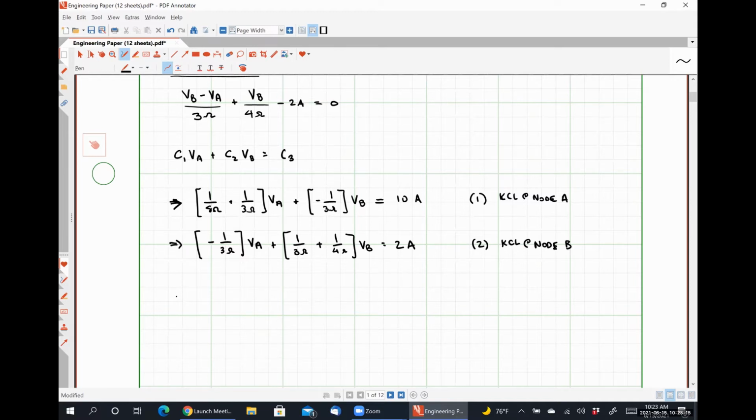For VA, I got 41.6, and for VB, I got 27.2. So 41.6 volts. And VB, you said you got 27.2. Same here. All right, anybody else? Did anybody get anything different than this? Let's start there.